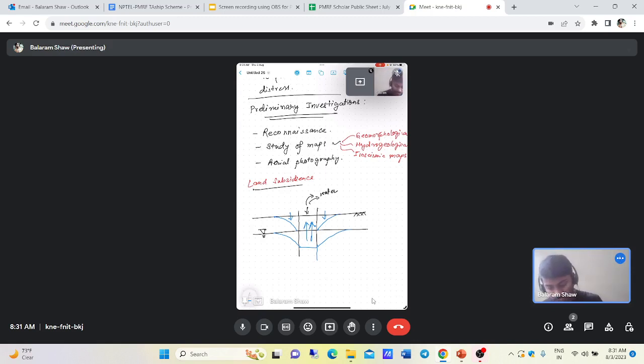Let us say we are having some construction at this point. If groundwater extraction is there in the near vicinity, then land subsidence will happen, and that will affect our construction largely, right? So that can be one case where we can have failure. So for all this, we have to go for the detailed investigation.